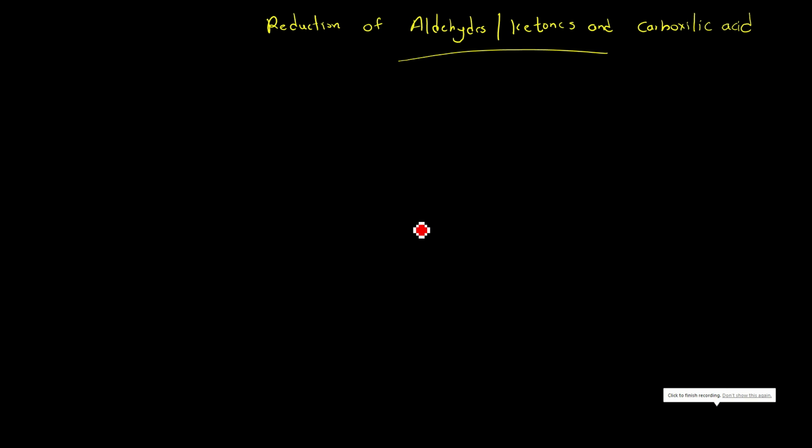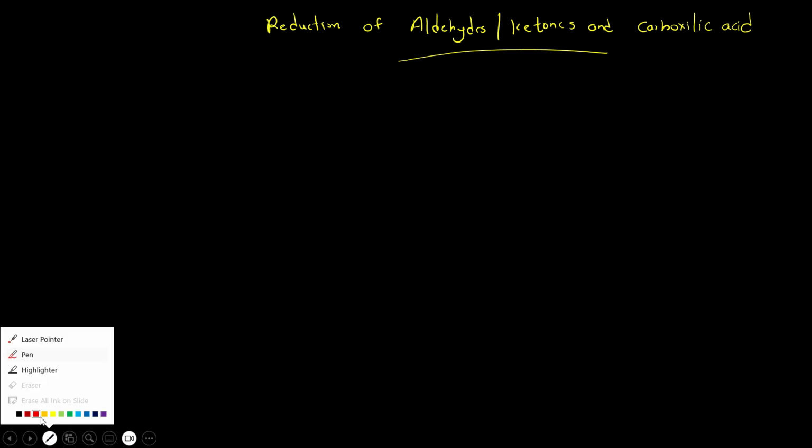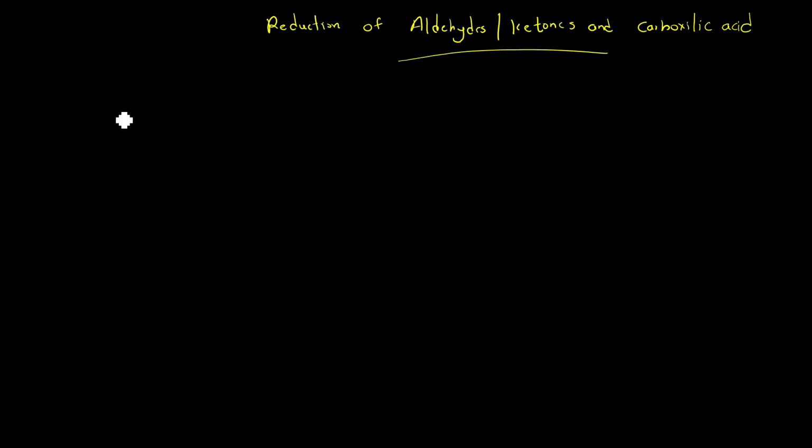In this video, we're going to talk about the reduction of aldehydes, ketones, and carboxylic acids, and we are going to reduce these compounds using lithium aluminum hydride. So the reaction is like this. Let me first write the reactions, and then we can go into the mechanism.